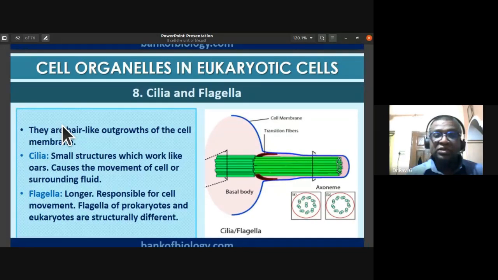Whereas flagella are longer in length. They are responsible for cell movement; majorly, they are involved in cell movement. Flagella of prokaryotes and eukaryotes are structurally different. You should understand that the flagella of a prokaryotic cell and the flagella of eukaryotic cells are structurally different.